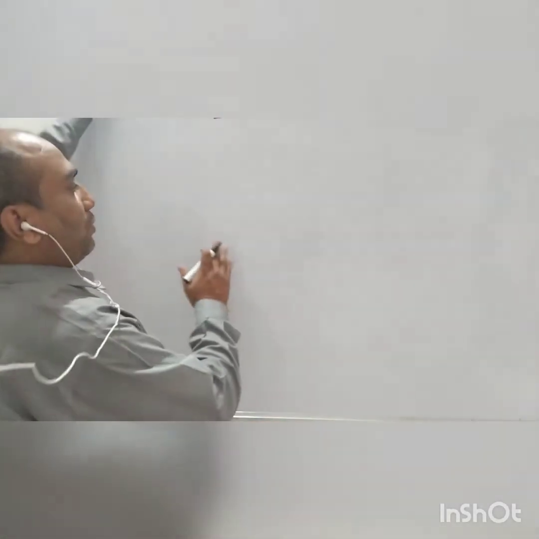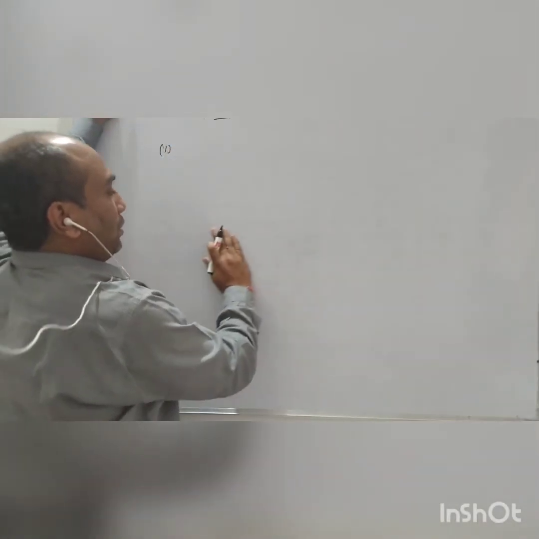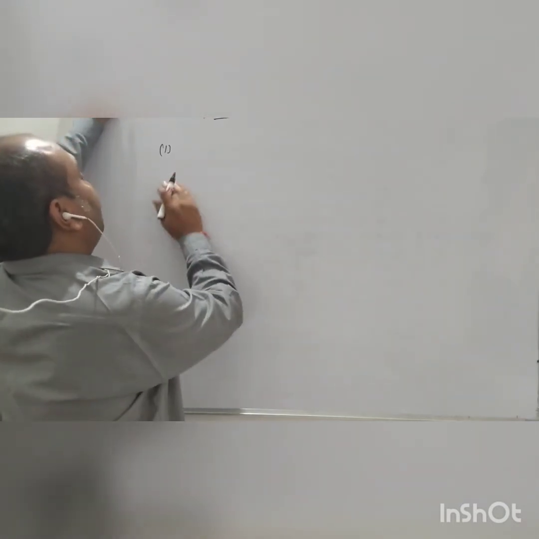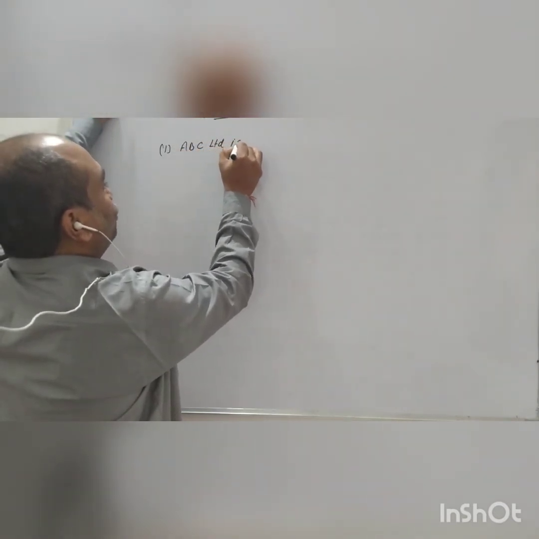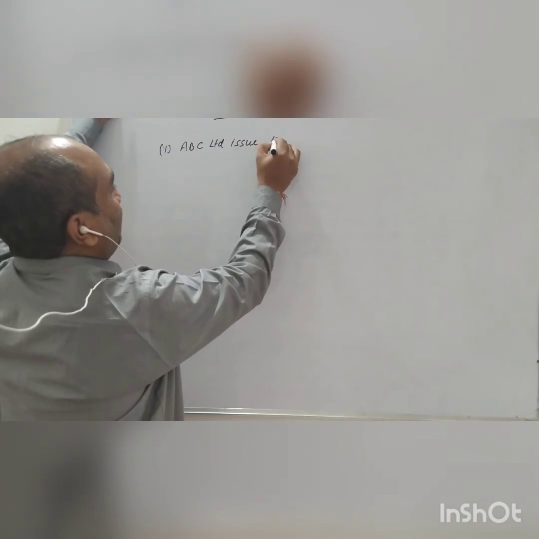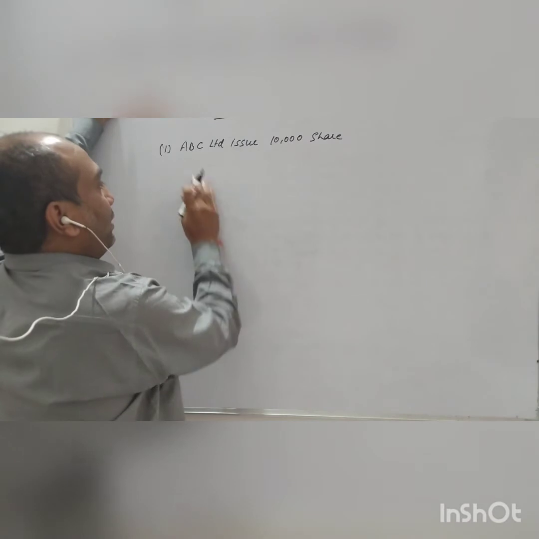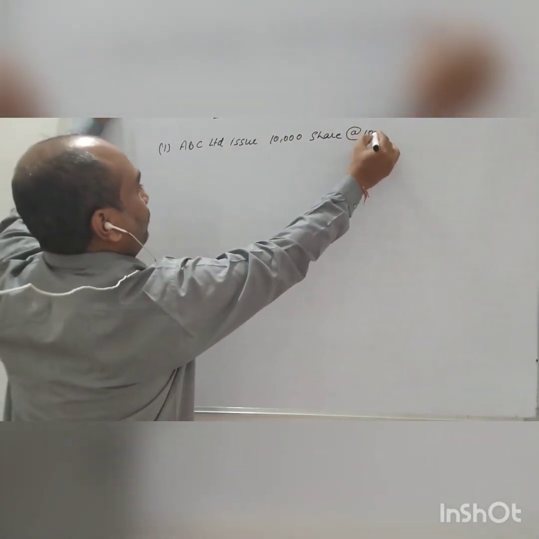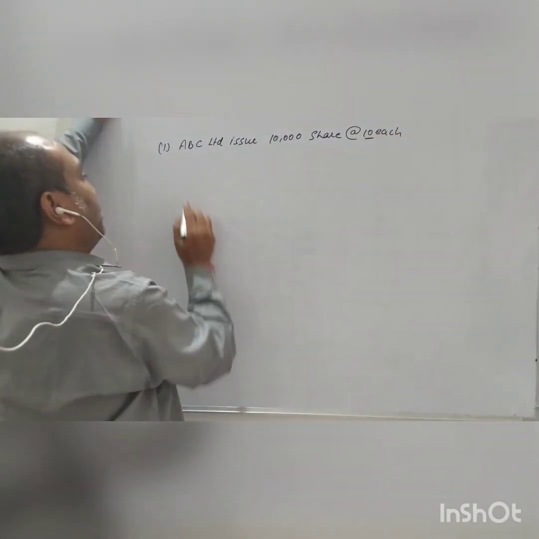Let's take one example just for practice purposes. I'm composing one question, so we'll revise the entries and the question will be complete. ABC Limited issues 10,000 shares at the rate of 10 rupees each. So basically this is the face value of this share.